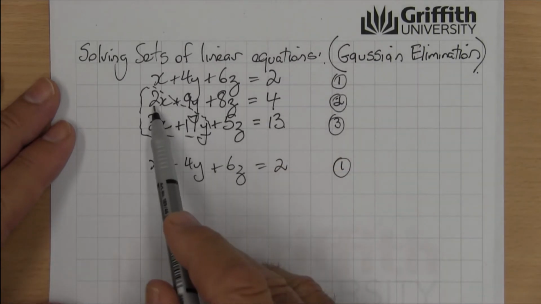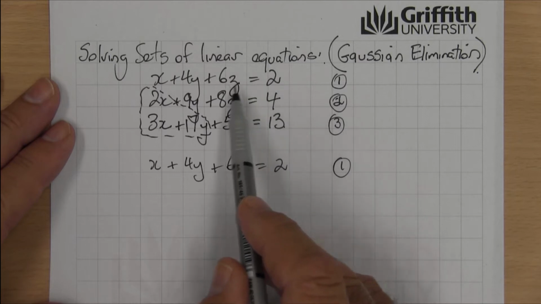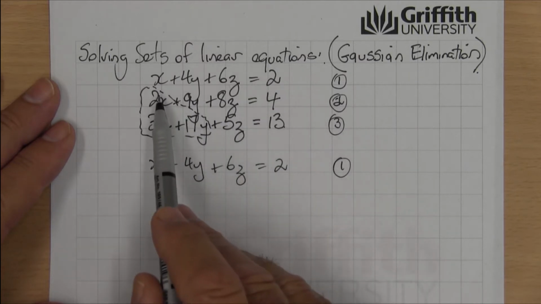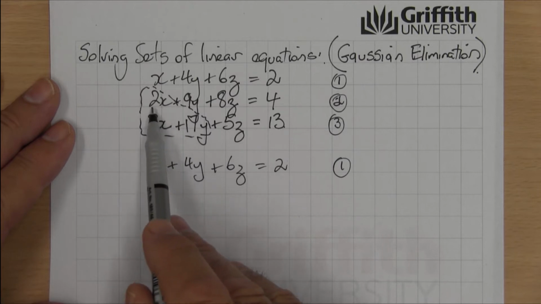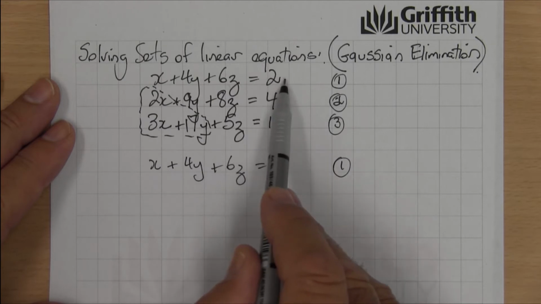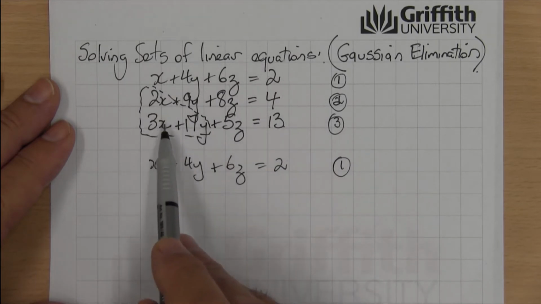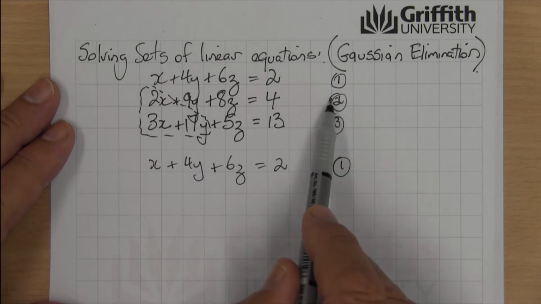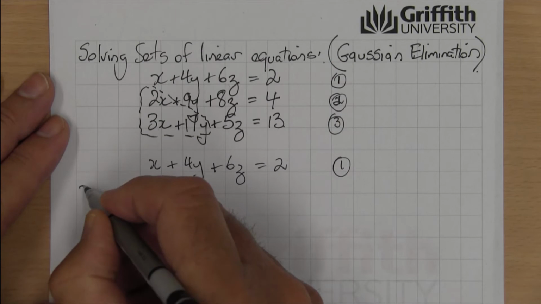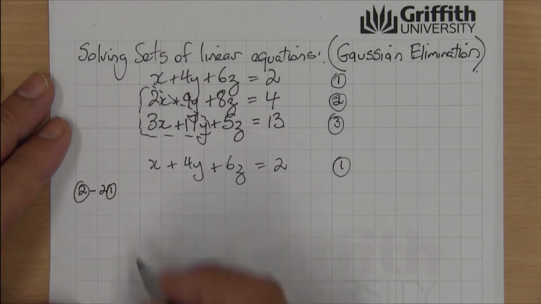So if we want to get rid of that 2x, we're going to use equation 1 or a multiple of that combined with equation 2 to come up with a new equation 2. If we want to get rid of the 2x here and make that equal to 0, we just multiply equation 1 right through by 2, and then subtract it away from equation 2, and that will make that equal to 0. So we're going to have equation 2 minus 2 times equation 1.